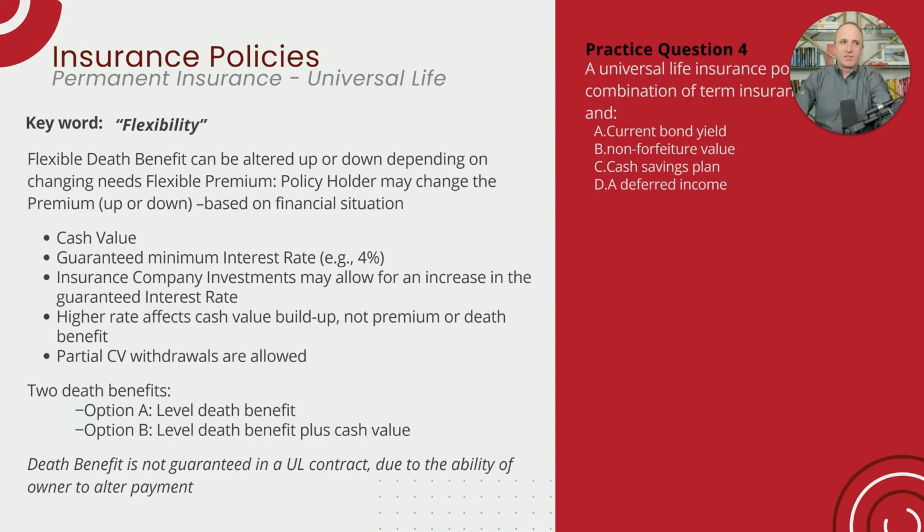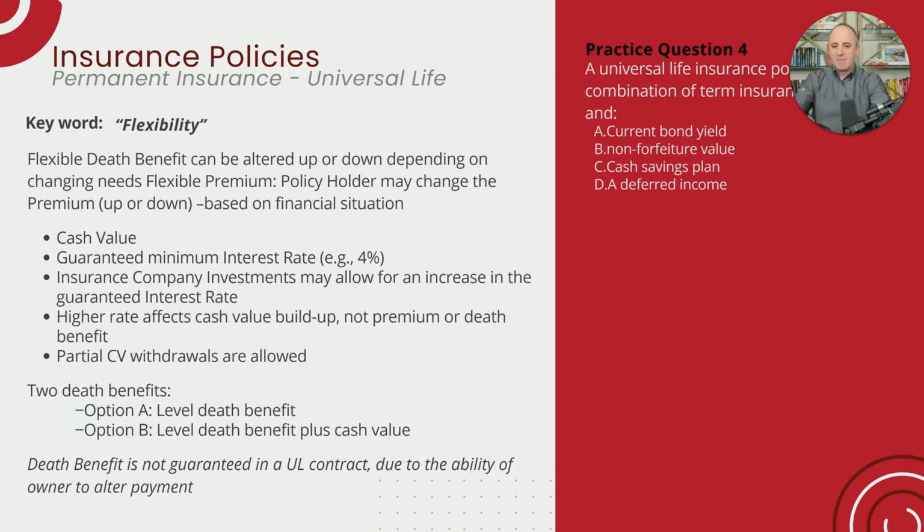Typically, there's going to be a cash value of some sort. There will be a guaranteed minimum interest rate. A lot of these contracts, the guaranteed minimum interest rate they offer is zero. So what they're guaranteeing is that you won't lose money. In some cases, it's 0.75 or 1%. But the worst case scenario is you're guaranteed principal protection. The insurance company investments may allow for an increase to that guaranteed interest rate, but contractually there'll be a minimum they're required to do. And in many cases, partial cash value withdrawals are going to be allowed.